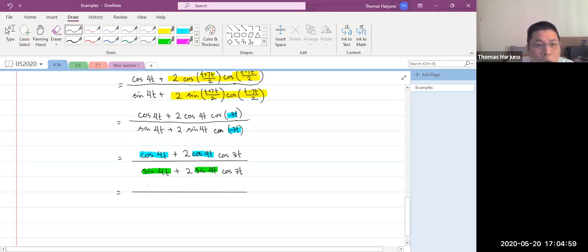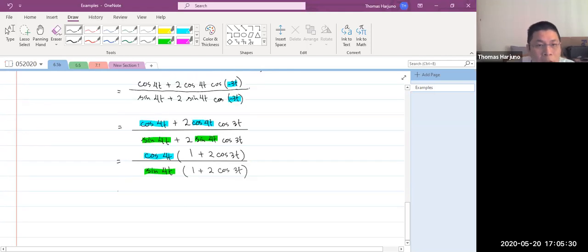So I will take that cosine 4t out and I get 1 plus 2 cosine 3t. On the denominator, I have common factor sine 4t. I take that out, and then I get 1 plus 2 cosine 3t. Now notice that the group happens to be the common factor, right? So that's the one I cancel. I get cosine 4t over sine 4t. That's cotangent 4t. That's what we want to have.